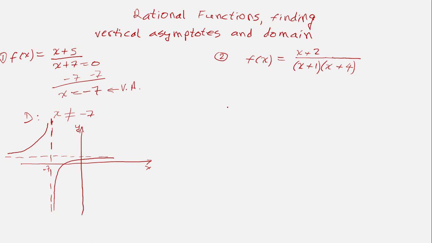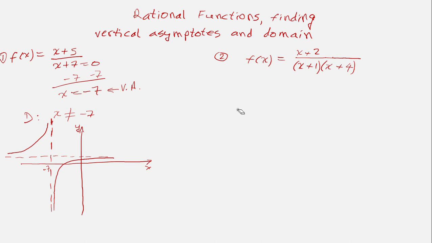Now we can have more than one vertical asymptote, like here we have one. In this case, we will actually have two. If we have another parentheses here with something in it, like x plus 7 maybe, then that will make another asymptote. So we can have as many vertical asymptotes as we can imagine.